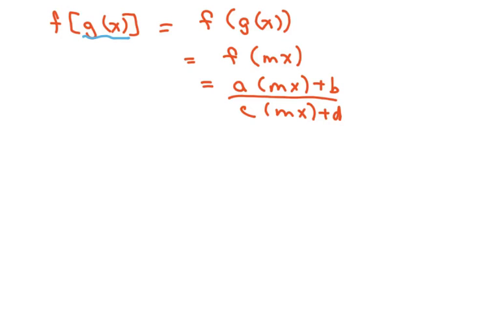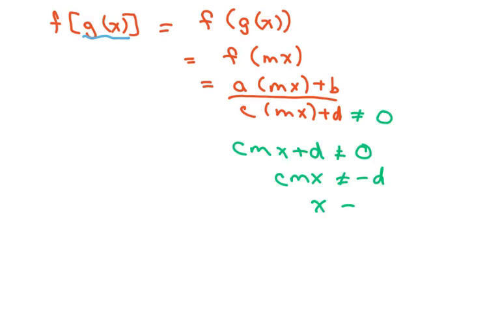Now, the denominator here, if you want, you can just take away the parentheses here, but the denominator here cannot equal 0. So basically, we have cmx plus d cannot equal 0. Subtract the d. This is like a literal equation. Cannot equal negative d, so x cannot equal negative d over cm. Therefore, the domain is all real numbers. However, x cannot be negative d over cm.